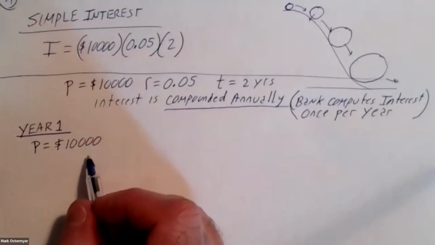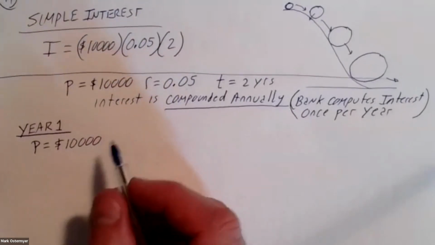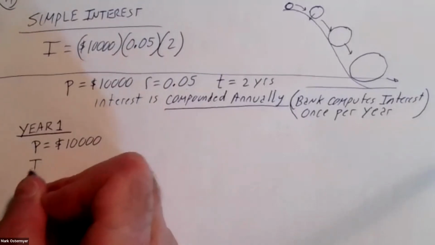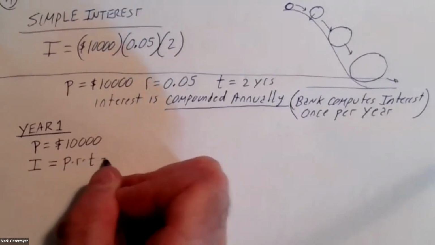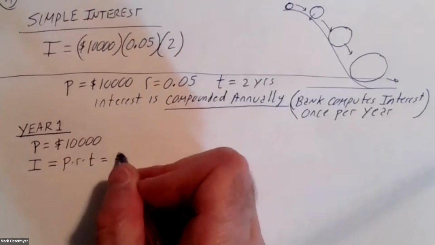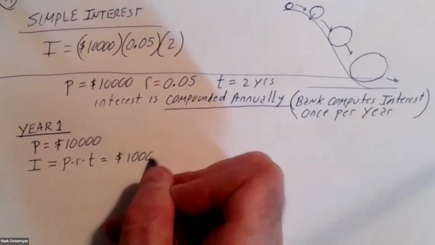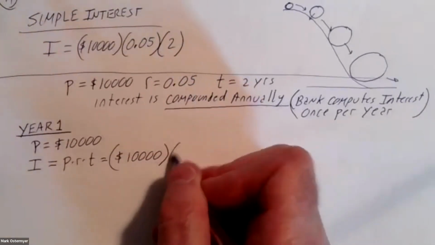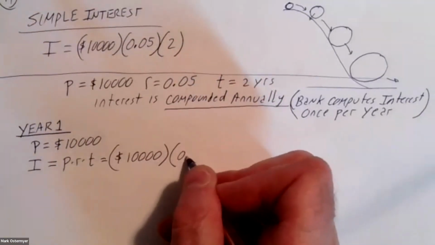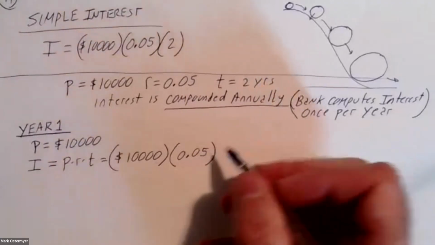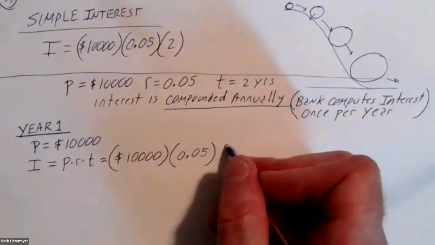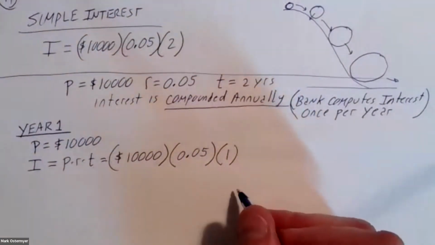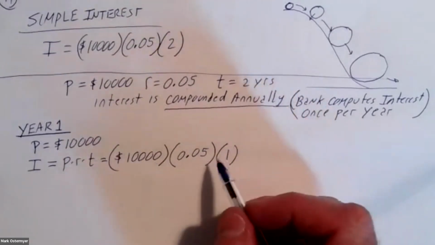$10,000 goes into the account, correct? Year number 1. All right, ladies and gentlemen, now how much interest do I earn over the course of 1 year? Well, interest is equal to principal times rate times time. So over the course of the first year, I earn, here's my principal, $10,000, times the interest rate, which is 0.05. And how much time does the interest have to accrue for the first year? 1 year, isn't that true? 1 year. Okay, get on your calculator and dial this up.